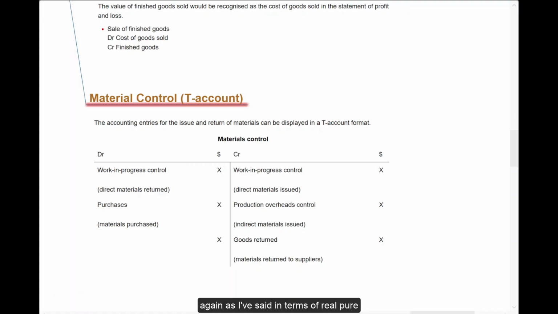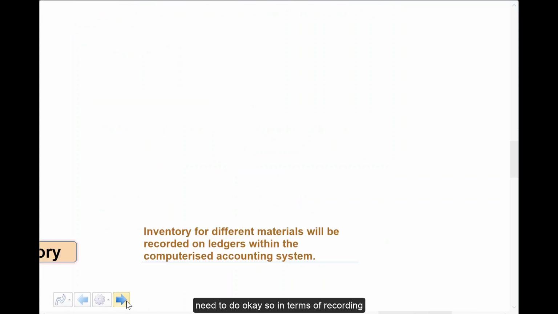But again, as I've said, in terms of real pure double entry knowledge, for me, we can pass this exam without it. I just don't think it's a very, very high priority for us. As long as we understand what the materials control account is for and are familiar with basic terminology, for example, purchases, work in progress, production overhead, etc. That's what we need to do.